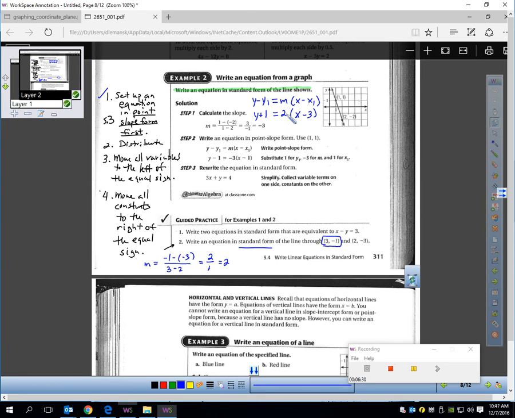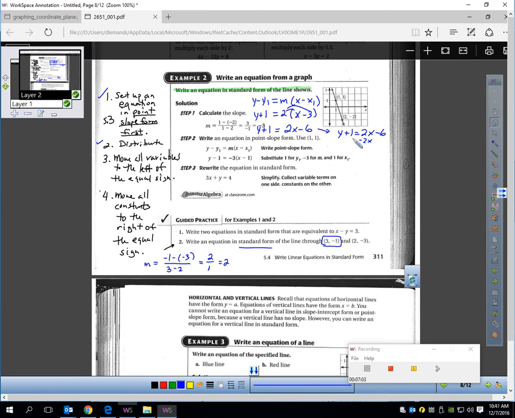Step 2, let's distribute. So y plus 1 on the left will equal 2x minus 6 on the right. Okay, I did that. Step 3, let's move all the variables to the left of the equal sign. Well, that means I don't want the 2x here. Let me rewrite this stuff over here so I have a clean area to write. Let's get rid of that 2x. I don't want it here.